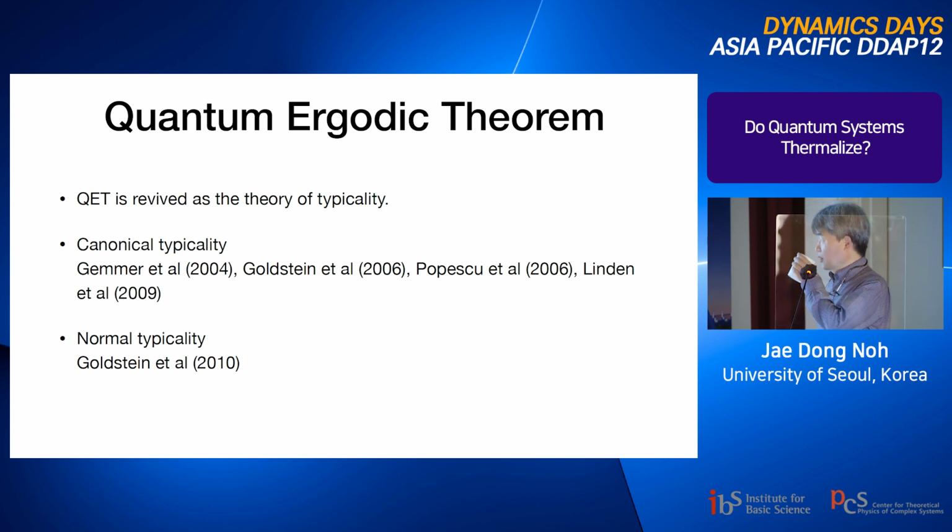Von Neumann's version of quantum ergodic theory has been revived recently under the name of the theory of typicality. Some people arrive at so-called canonical typicality, and some at normal typicality. This is a refined version of von Neumann's ergodic theory. So up to now, we are somehow successful. But this success relies on our notion of macro state. We need some macroscopic quantity.